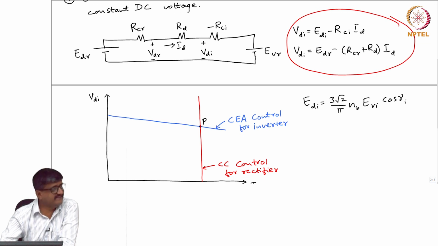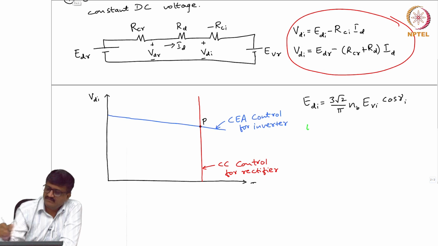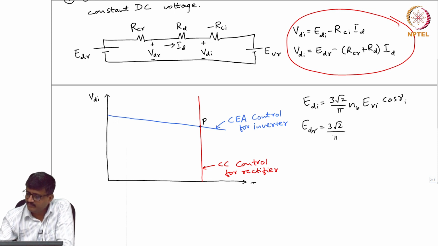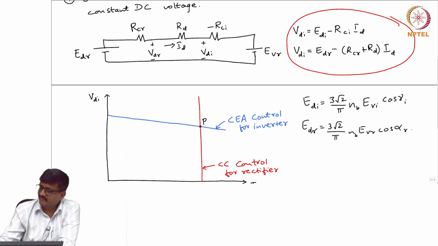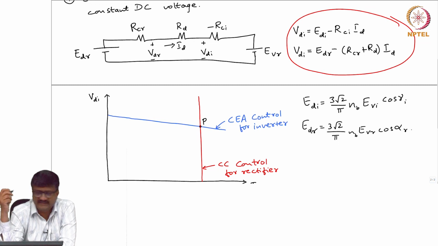Now, first of all, is EDR constant? What is EDR? So, EDR is 3 root 2, instead of gamma we will have alpha r, that is all. So, 3 root 2 by pi NB EVR cos alpha r. So, when I say alpha is minimum, that means it is a constant. So, if alpha r is constant at the minimum value, then EDR is a constant provided EVR is constant. So, we will assume that EVR is constant. So, EDR is a constant.